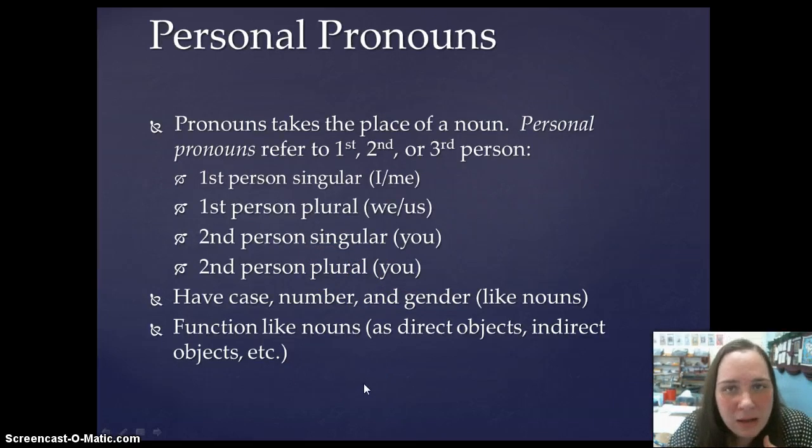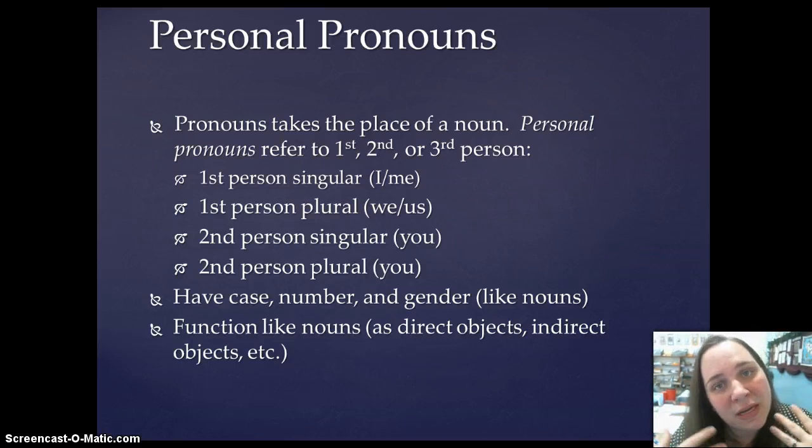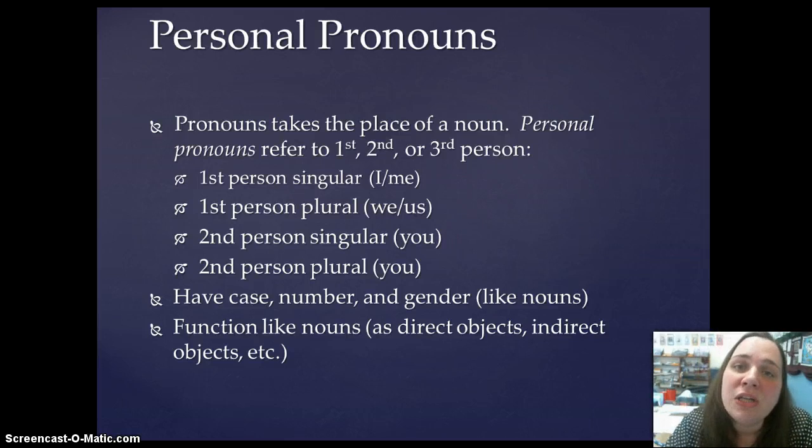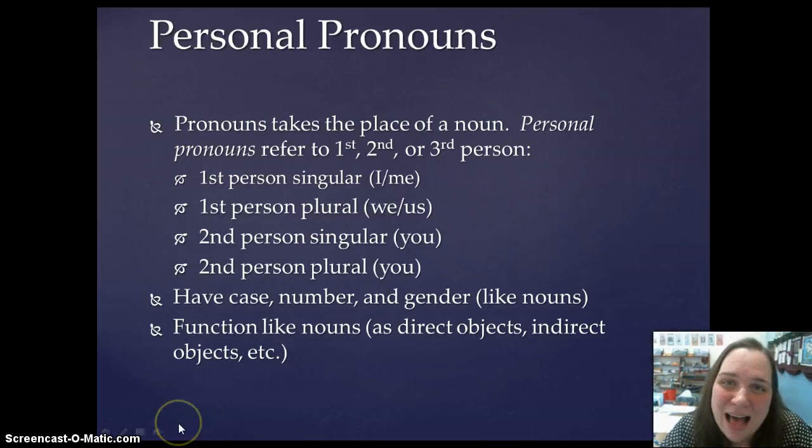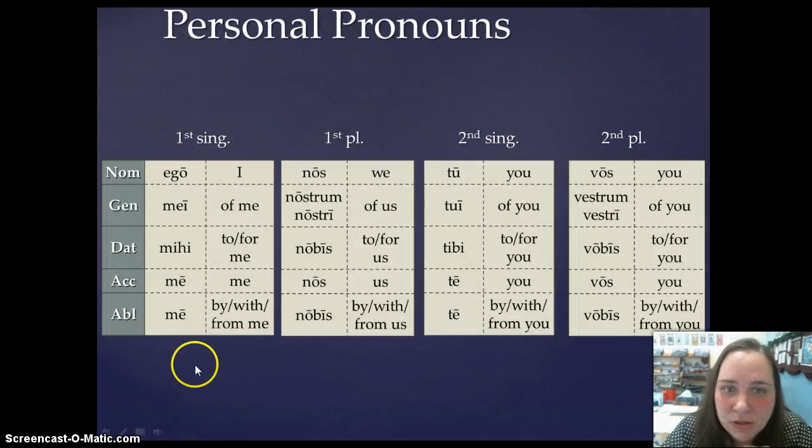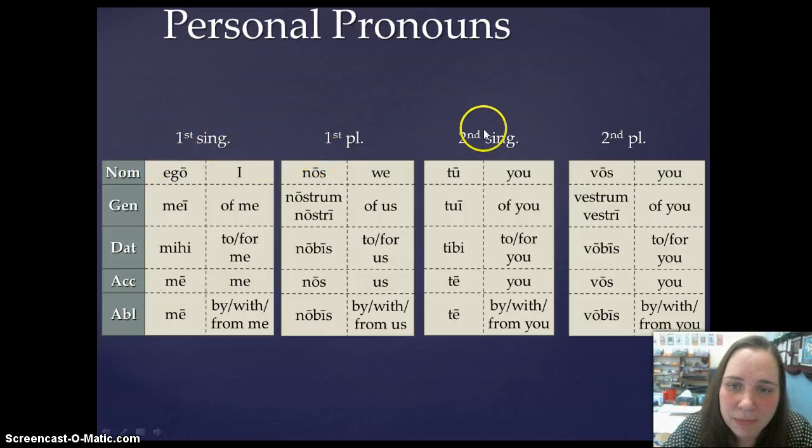Now, personal pronouns, because they can take the place of nouns, have case, number, and gender just like nouns. And just like nouns, they can function a certain way in the sentence, right? So you have to look at pronouns like nouns. They're going to be in a certain case because they are performing a certain function in the sentence, okay? So if you have a personal pronoun in the dative, it's because it's going to be the indirect object, okay? Before we go into that too much, let's just go ahead and look at what the personal pronouns are. Like I said, today we're only doing first person singular and plural and second person singular and plural. We'll do third person tomorrow.